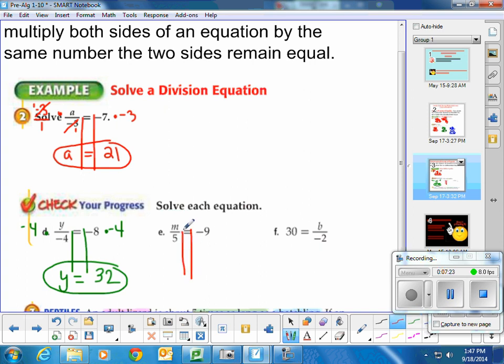In this example, instead of dividing by 5, you would multiply by 5. Your 1's will cancel, your 5's will cancel and become 1's. And you're left with 1 times m, which is just m. And on the right side, a negative 9 times 5 is a negative 45. When you have one of each, it is always negative when you multiply or divide. Now to check your work, you plug that back in for m. Negative 45 divided by 5 equals negative 9.